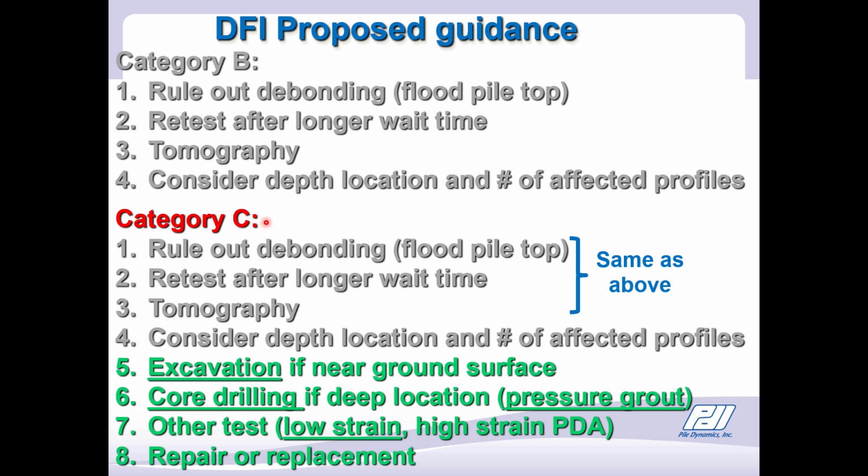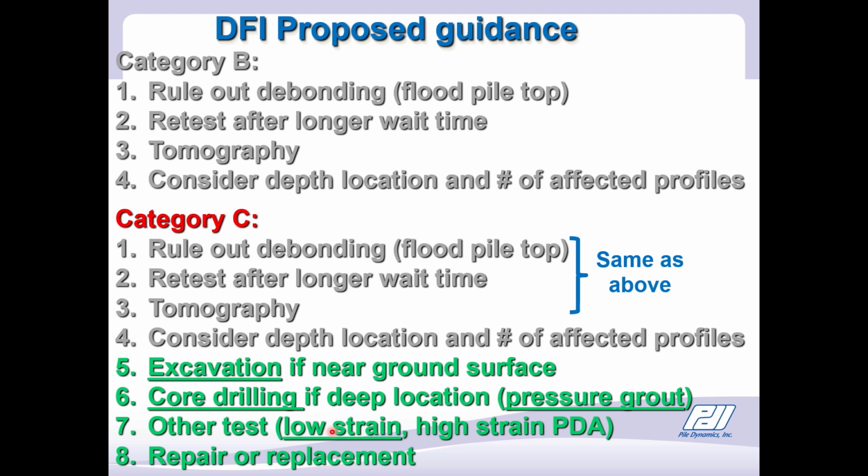What happens if I have a Class C, which are the really questionable ones? Well, I can still rule out the same things as in Class B. If the defect or potential defect is located very near the ground surface, we can excavate the shaft, dig down 1 meter or 2, and look at it. If it's at a deeper location, we can do some core drilling. If we core a couple of locations, we could hydrofracture the bad quality concrete that we find, and then pressure grout the shaft to try to restore the integrity.